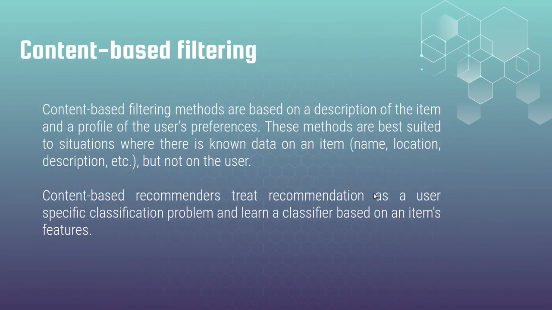Let's move to another type of recommendation system, and it is called content-based filtering. Content-based filtering methods are based on a description of the item and a profile of the user's preference. These methods are best suited to situations where we know data on an item but not on the user. Content-based recommendation systems treat recommendation as a user-specific classification problem and learn a classifier based on an item's features. So that was again a boring scientific definition.